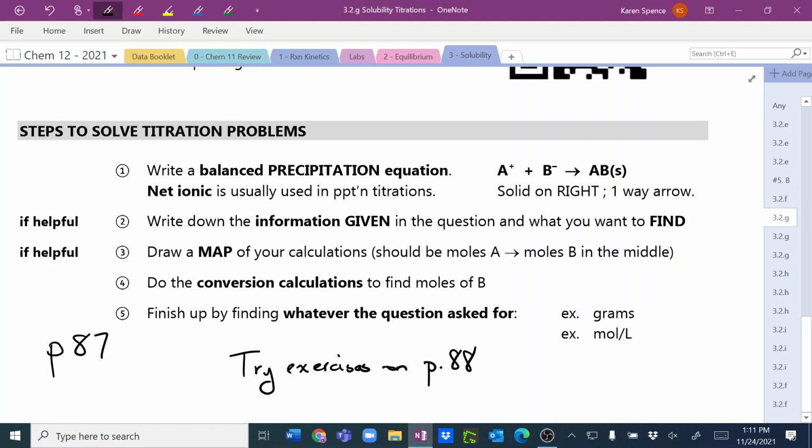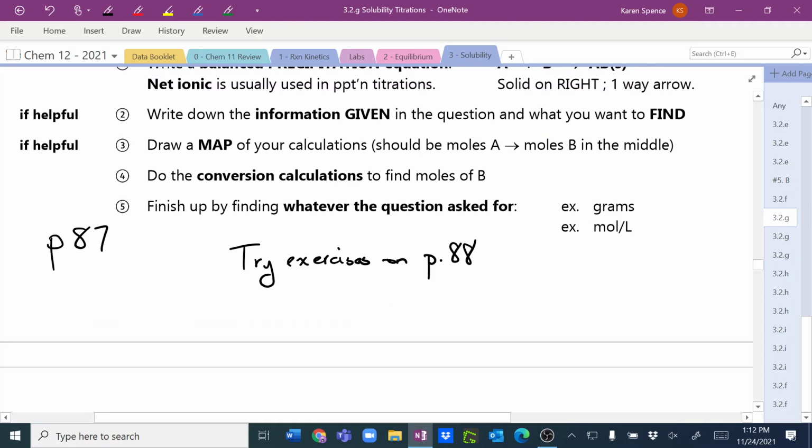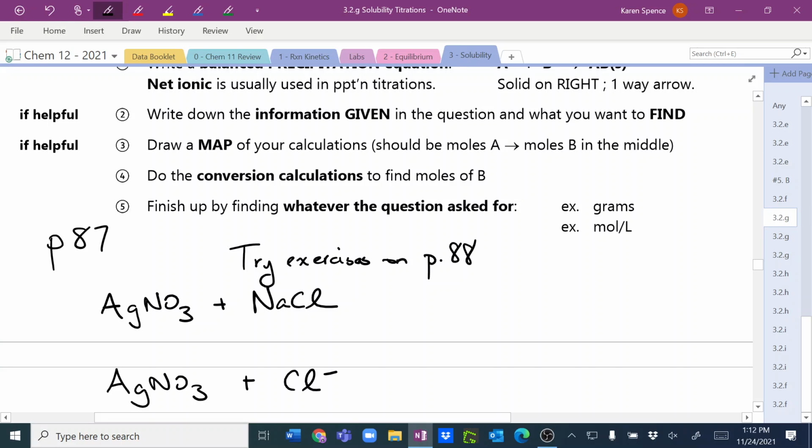Oh, and the only thing I forgot to mention is when we're doing solubility titrations, sometimes you'll have reactant plus reactant, and then it's like a normal double replacement. Other times they might give you reactant and just the other ion. If that's the case, you can just get rid of that NO3 because it's a spectator and just work with your net ionic equation. Okay, and if you're confused by that, you can call me over and I'll help you out with it. Alrighty, so give those a go.